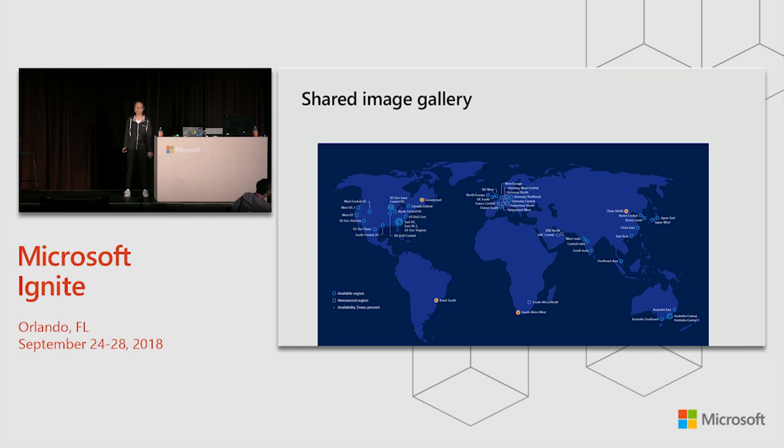So with Shared Image Gallery, you'll be able to simply add your image into the gallery, and then you can specify the target region that you want to replicate it to. Then the platform will take care of it for you. What is even better is that your image in the gallery can be shared across subscriptions. So you no longer need to do the tedious job of copying the same image again and again to different subscriptions.